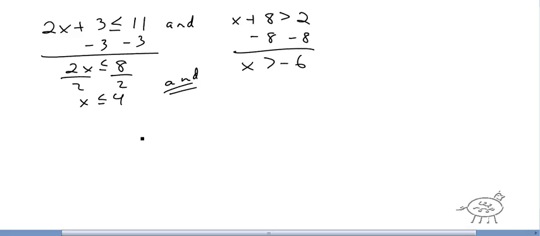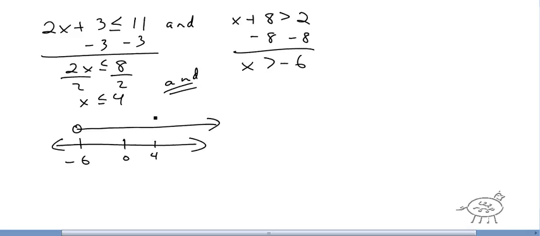So what you're going to do is you want to graph it. That's actually your first step, is you graph this. Here's negative 6, 0, and 4. It's greater than negative 6, less than or equal to 4. So again, this is not your final graph. If you put this as your final graph on the answer blank, you're going to lose a point off of that because this is not a final graph.